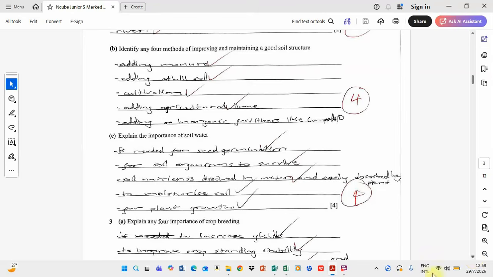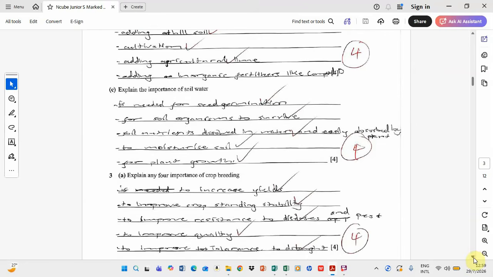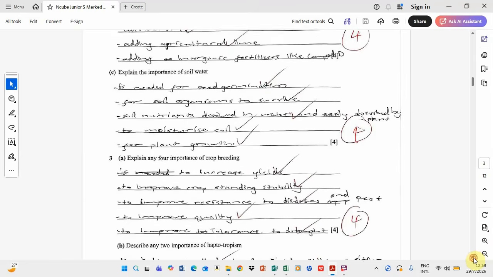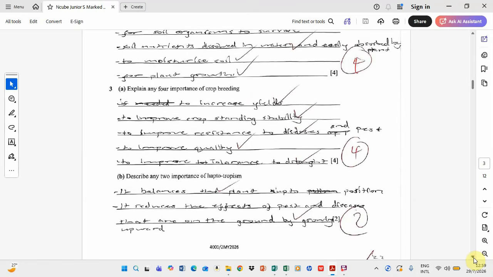Generally, someone can say conservation tillage practices are good in conserving soil structure, which include mulching, and so forth. Right. Explain the importance of crop breeding.